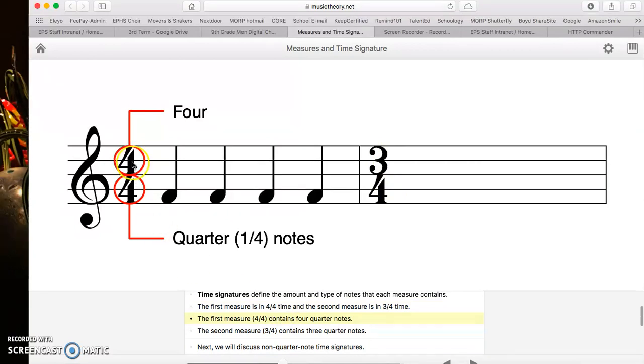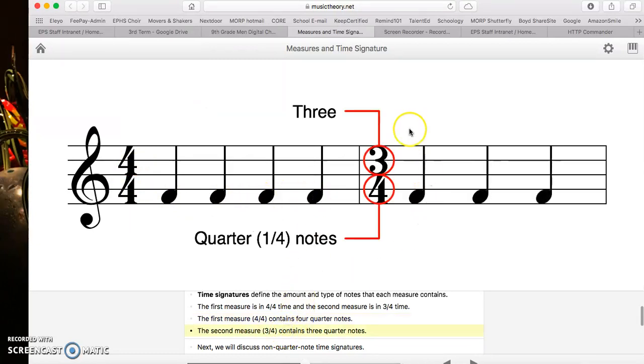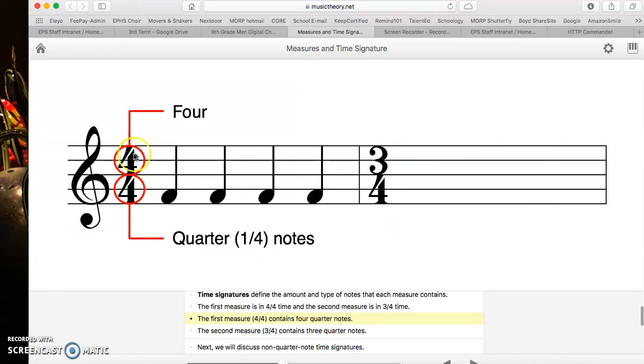The first measure, which is in 4/4 time, contains 4 quarter notes. 1, 2, 3, 4. The second measure is in 3/4 time, and that measure contains 3 quarter notes. 1, 2, 3. The reason that this measure contains 4 quarter notes is because the number on top is how many beats per measure we can have in a measure. So since this number is 4, there's 4 beats per measure.